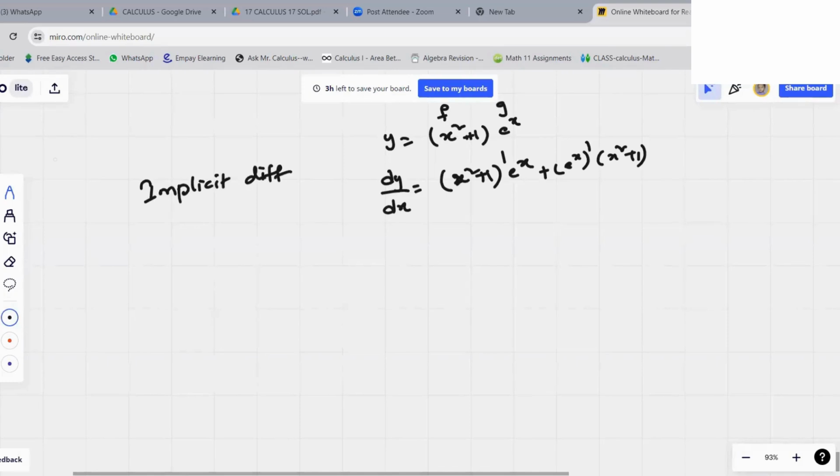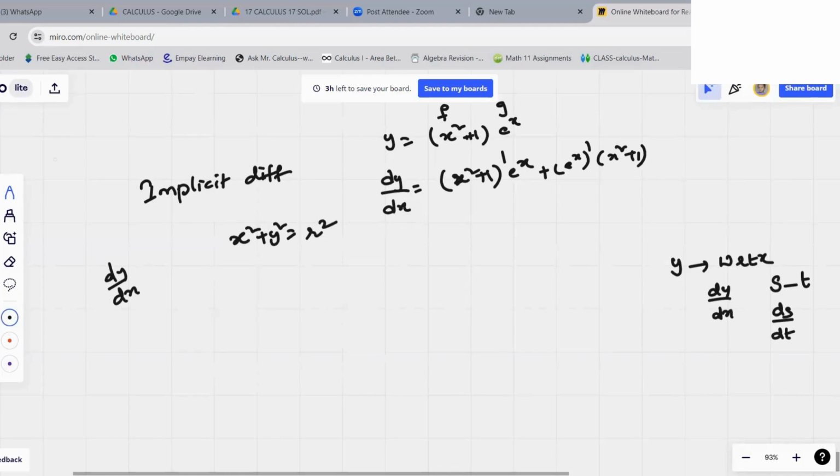You have to find the dy by dx. Suppose I'm taking a circle equation x square plus y square is equal to r square. Then how to write the derivative of that function? At the very start when you are learning the basics of differentiation, if you are differentiating y with respect to x you write dy by dx. When you are differentiating the function s with respect to t, you write ds by dt, isn't it? Similarly here, if they give the function x square plus y square is equal to r square, find dy by dx, we will take dy by dx.